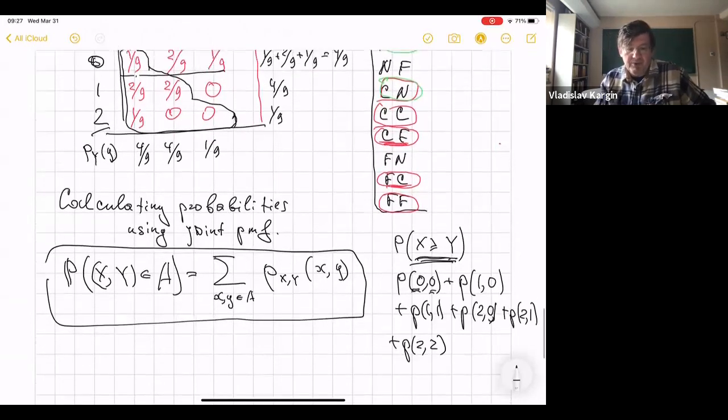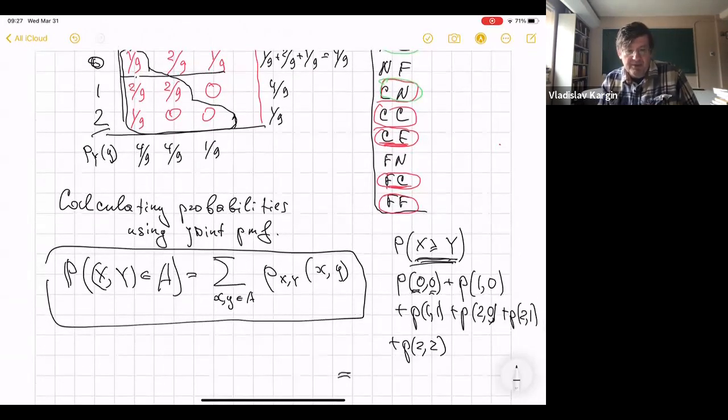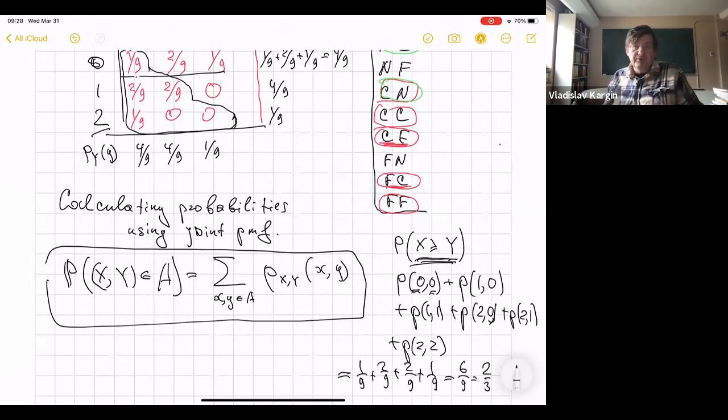But if you look at the table, it's clearly seen that it's equal to 1/9 plus 2/9 plus 2/9 plus 1/9. If you sum it all together, we get 6/9. So it's equal to 2/3. So the probability that New York University gets at least as many grants as California University is equal to 2/3. This is the basic idea of how you calculate probabilities using the joint PMF.